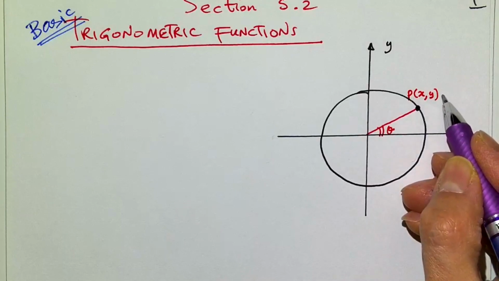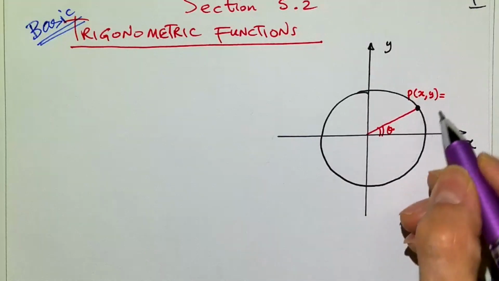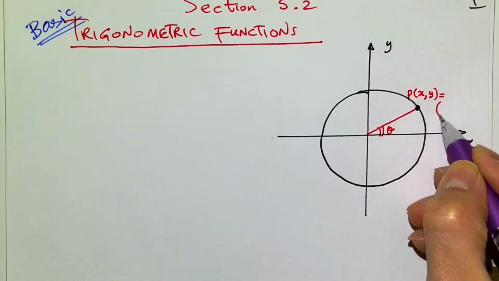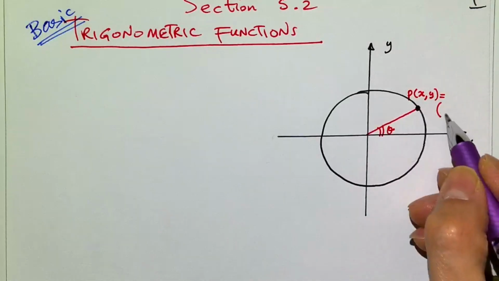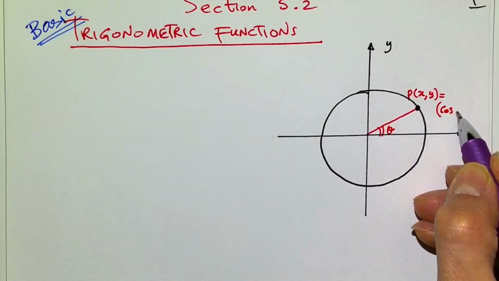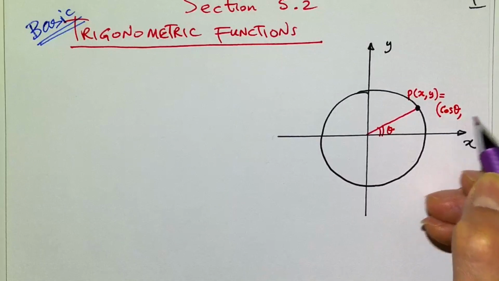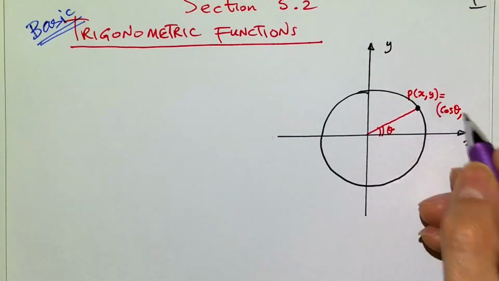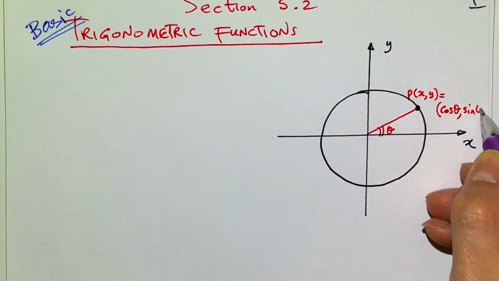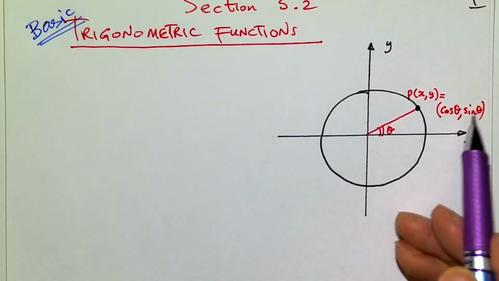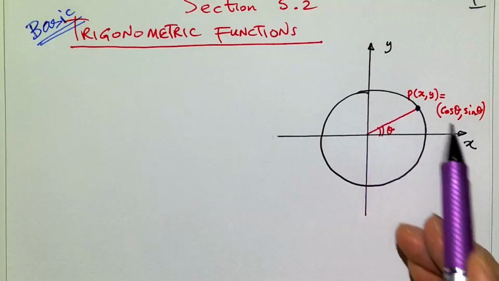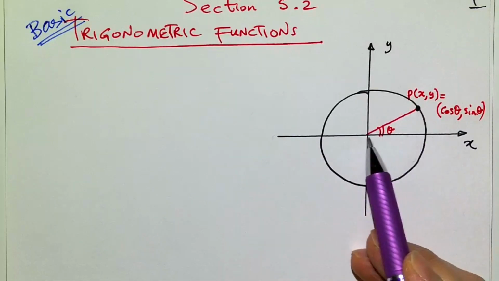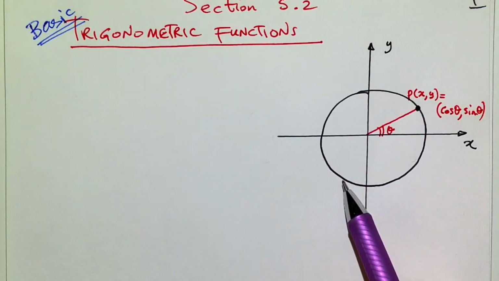But that is the same thing as, let me expand on this. It's equal to, instead of x in trigonometry, cosine of theta, comma, instead of y, sine of theta. The sine function is on the y-axis, and cosine of theta is on the x-axis.